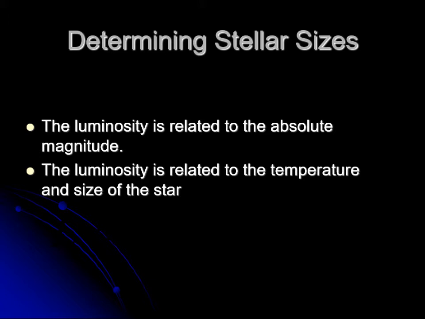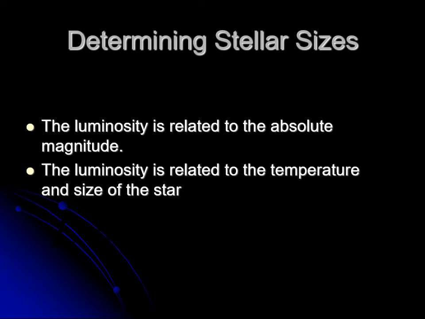The bigger the luminosity, the higher the wattage of the star, the brighter it is. So the luminosity is related to the temperature. The bigger the temperature of the star, the brighter it's going to be. The bigger the size of the star, the brighter it's going to be. So that means all these things are related to each other. Which means if you could somehow figure out a couple of them, you could figure out the rest.